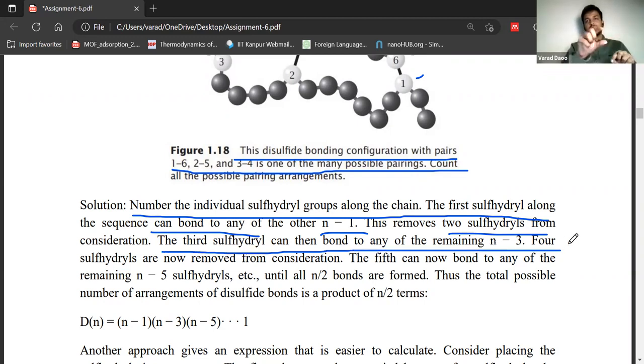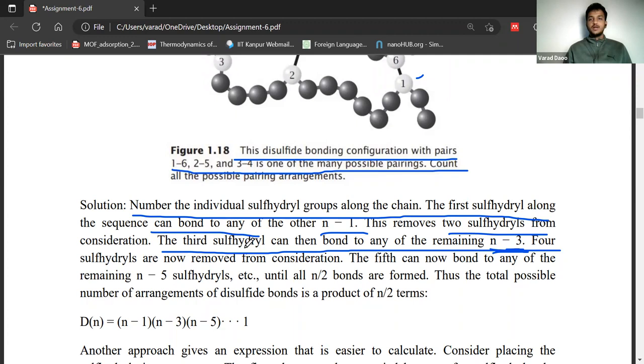So if there are n molecules, we choose the first one. The first one can bond to n minus 1 others, right? Then once it is bonded, two molecules are gone. That means the remaining are n minus 3 molecules once the one bond is formed.